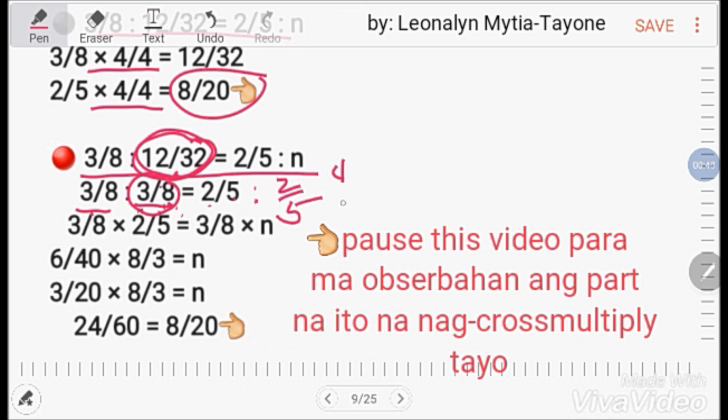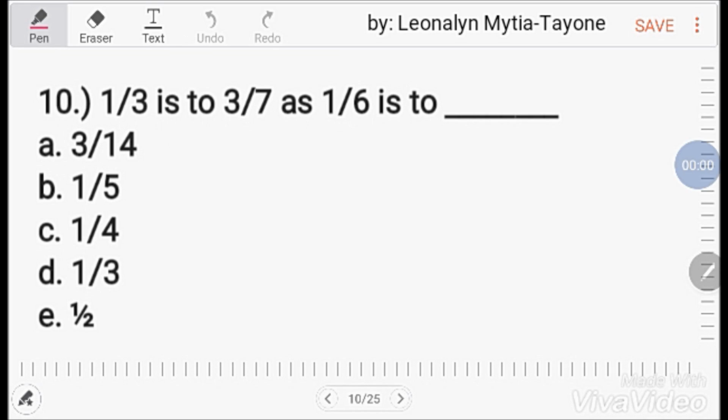Multiply lang ng 4 over 4. So, that is 8 over 20. Kaya ganun lang din. Number 10. 1/3 is to 3 over 7.